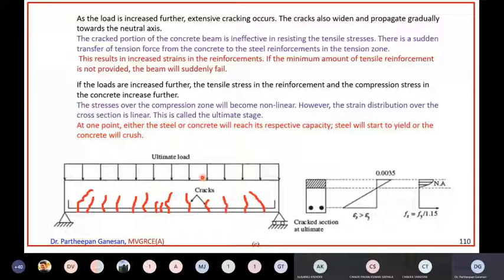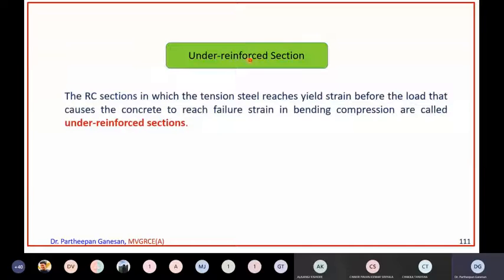In a cracked section, you have only a very small portion of concrete to resist. Once a crack is developed, tension force is not taken by the concrete. But in an uncracked section, the entire section is available to take the external forces. Now I will show you what an under-reinforced section is.